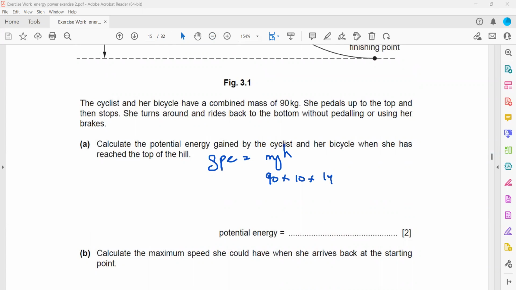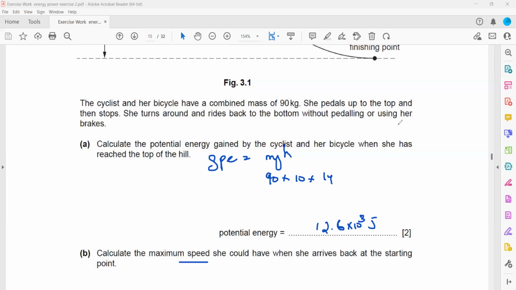What's the answer? 9.81 is also acceptable. How much? What's the answer for 900 into 14? Sir, it equals 12.6 multiplied by 10 power 3. Okay. So it is 12.6 into 10 power 3 joules.